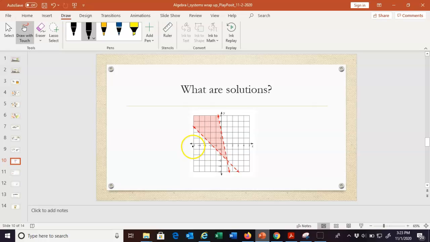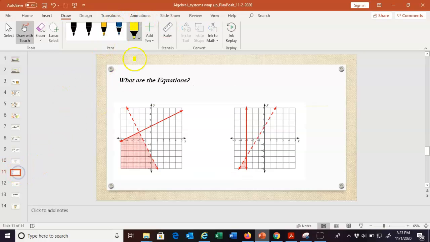All right, so now we're going to go in reverse a little bit. We kept saying that the solutions are where they overlap. So if you look at this example here, remember they're only going to show you the shaded region that works for both. So the solution to these two inequalities that are graphed lives right here in the pink area. This is the solution to that system. Just wanted to review that.